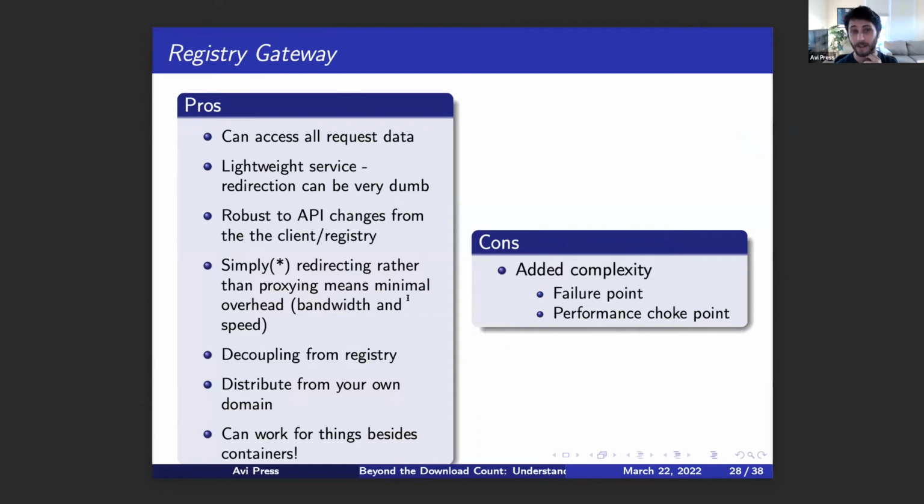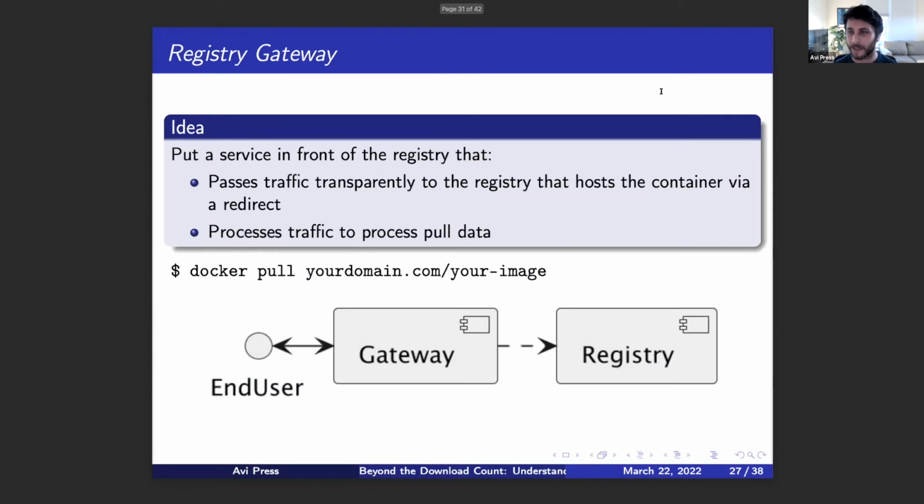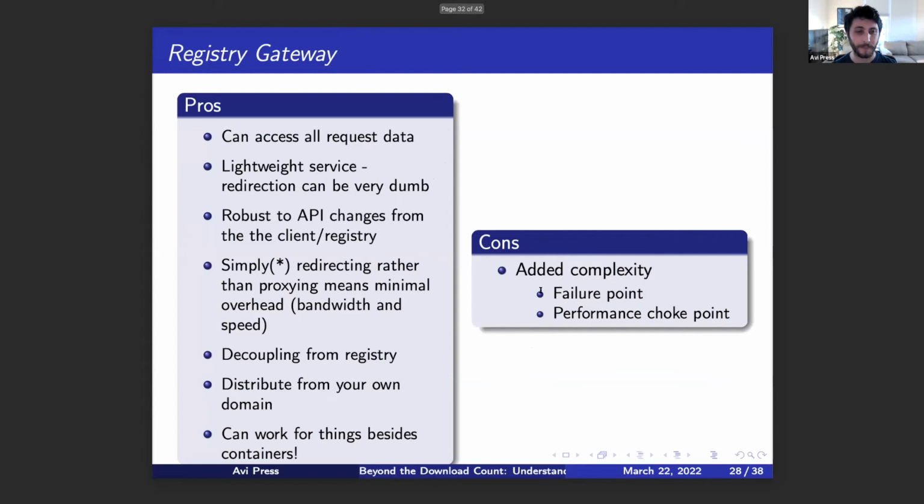The nice thing is that you don't really have to care about the API behind you. You're just passing that traffic. It doesn't really matter what it is. It also will decouple you from the registry. Because, in this diagram, if I want to add a new registry here, like say I switch or I add multiple, the end user doesn't even have to see that complexity. They're still just going to the gateway. So you can still distribute on your own domain. And this approach even works for things besides containers. You could do this for a Python library, a file like a tarball, or whatever. This is a very general approach.